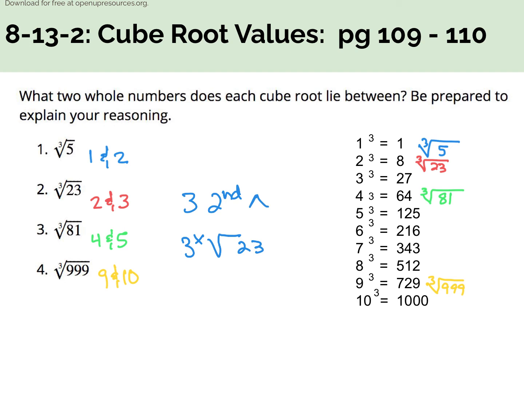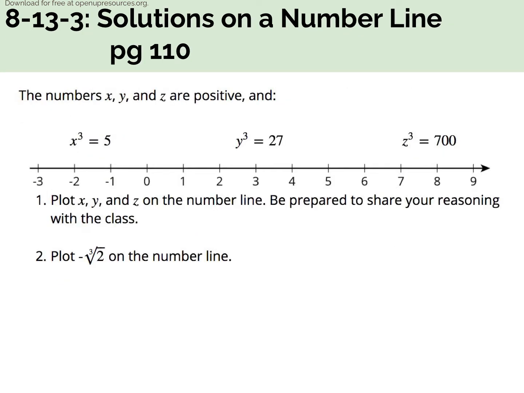And our answer should be 2.8438668. Okay, this is how we do a cubed root. So it's a little bit different than square root. The cubed root is with the number in front of it, second, and then caret, instead of the x squared.